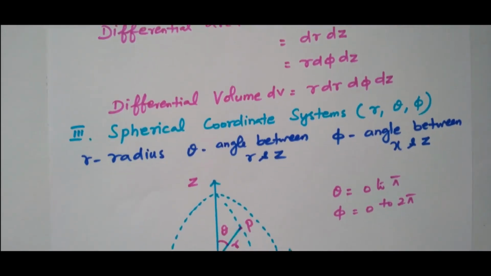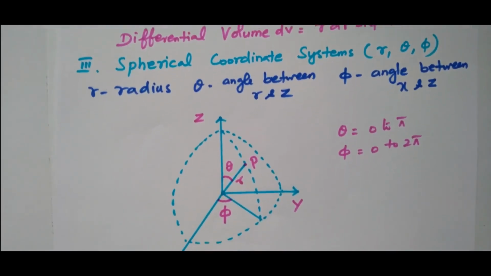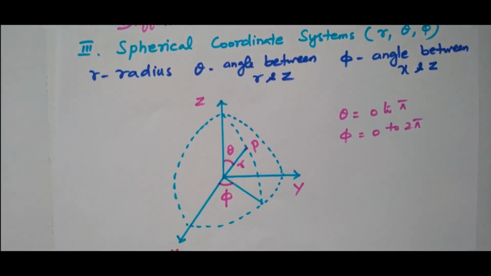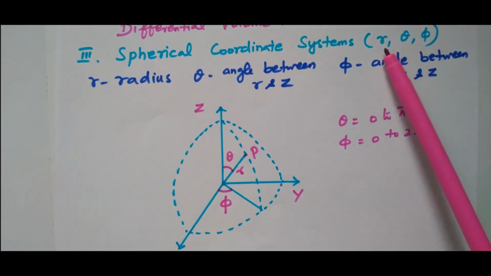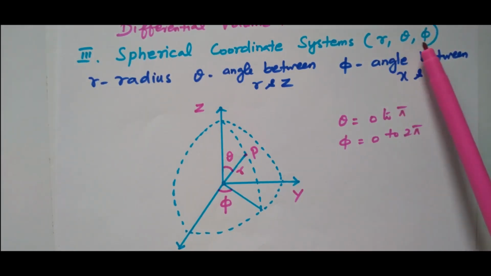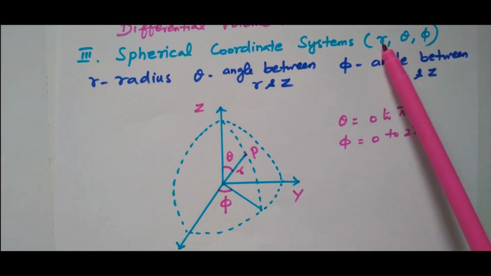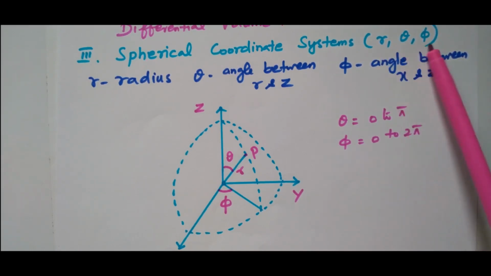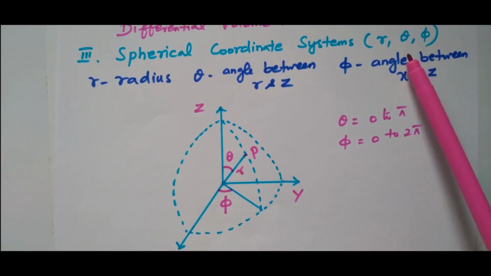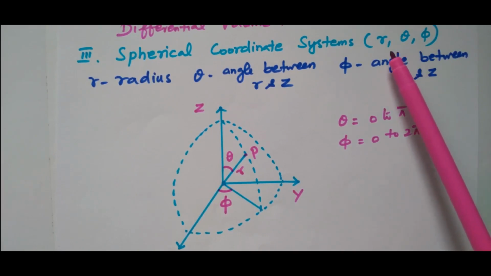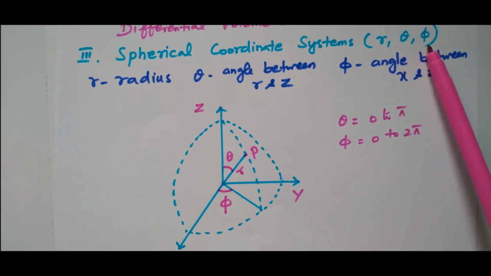Now we'll go to the third system, the spherical coordinate system. In the spherical coordinate system, what are the things available? R, theta and phi. See, this R is the length, theta and phi are the angles. So one length and two angles are available. In the first system, all three are lengths. In the second system, two lengths and one angle. In the third system, one length and two angles.